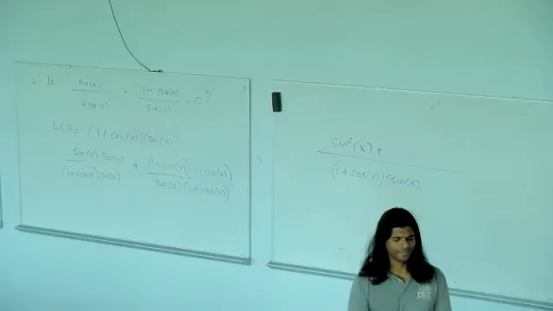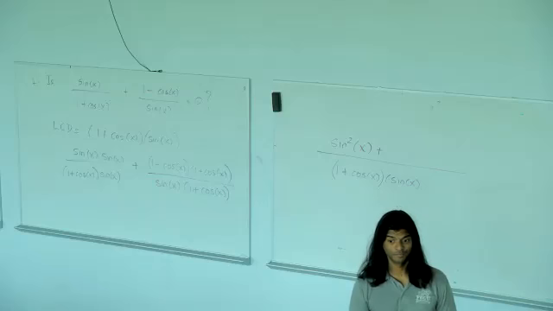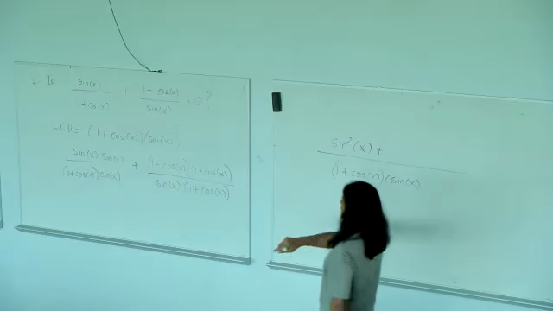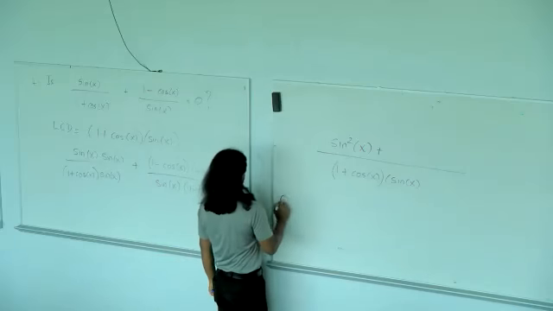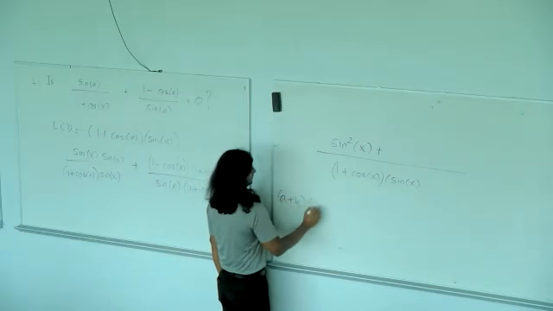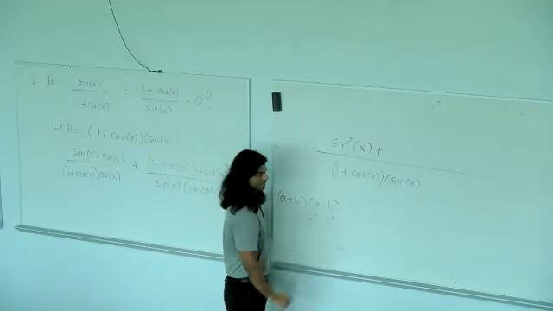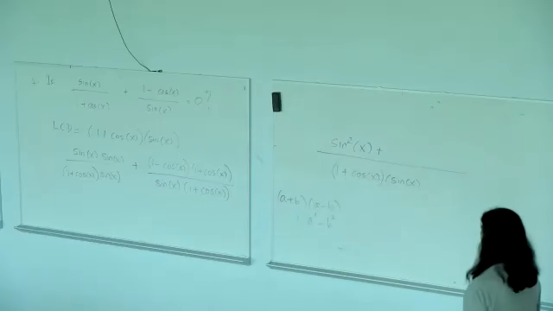This is an algebraic identity. What is a plus b times a minus b? I want to know what is a plus b times a minus b. A squared minus b squared. You don't even have to solve it.